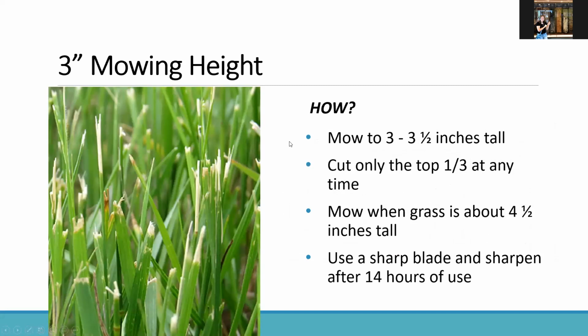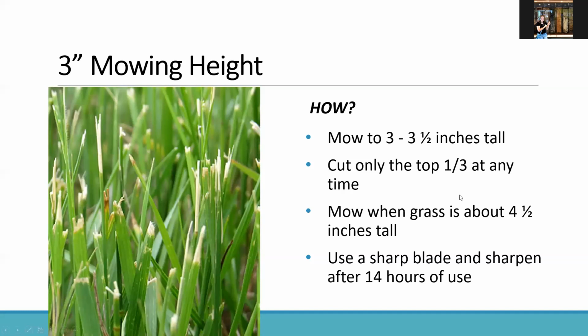So we want to make sure we're mowing at 3 to 3.5 inches, and you want to only cut the top third at any time. Now, this means that you'll want to mow when your grass is about 4 inches tall. We've gotten questions about, well, how do I know it's 4.5 inches tall? Well, you can actually go out and just stick a ruler and measure the height of your grass that way.